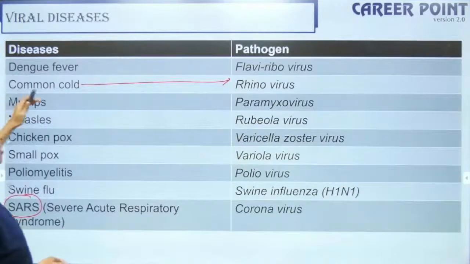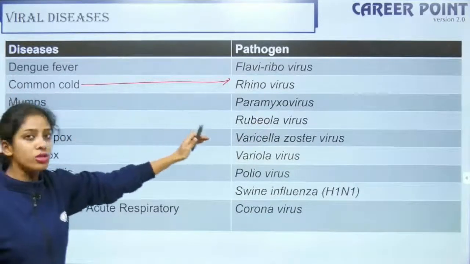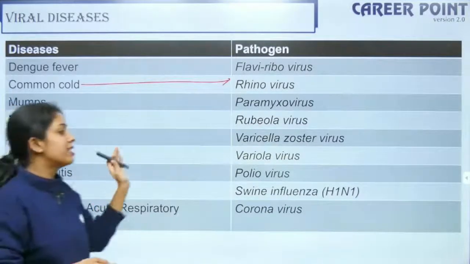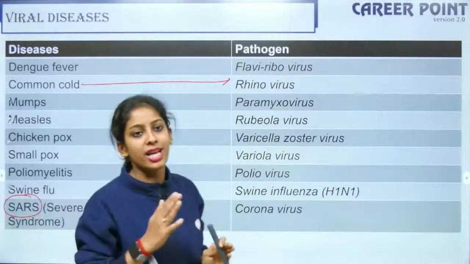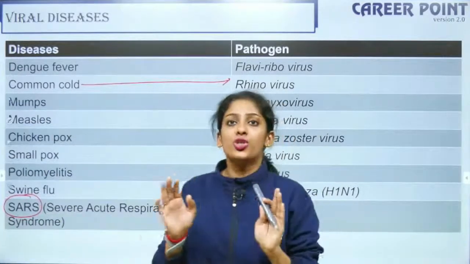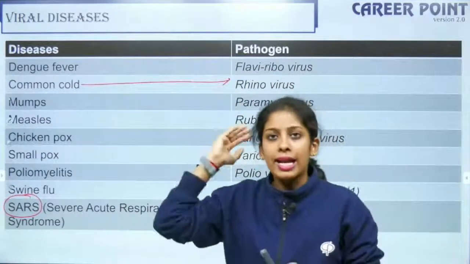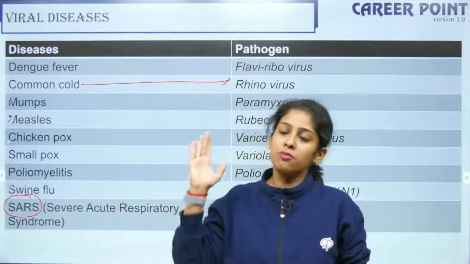Then you have the measles, this is the rubella virus, chickenpox, zoster virus, smallpox, variola virus, poliomyelitis, poliovirus, and then swine flu, swine influenza, that is H1N1. So I don't want you to mug up. At least if you go through each one very slowly, at least in one part of the brain it will be stored, and if a case study question comes, yes, you will remember.